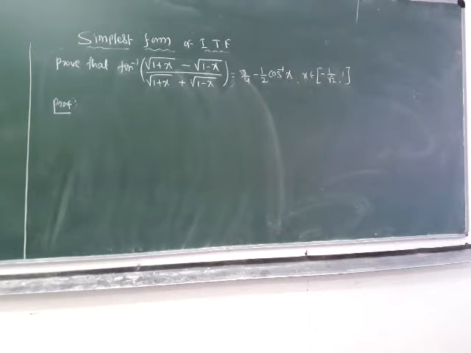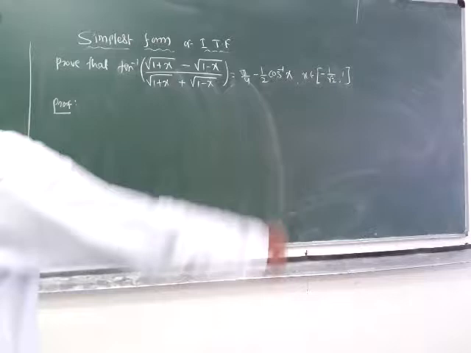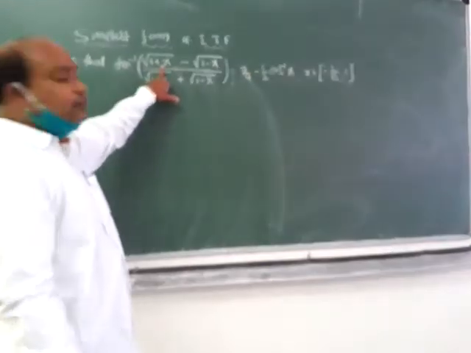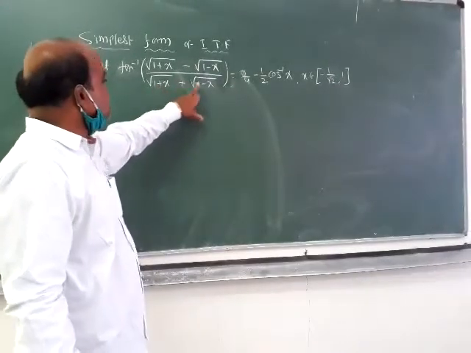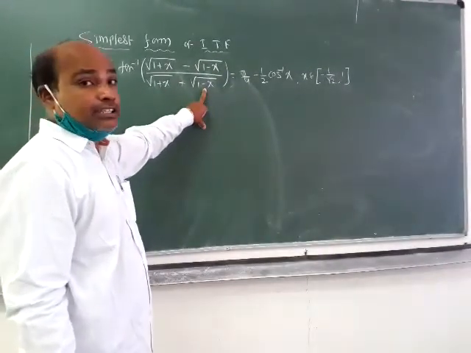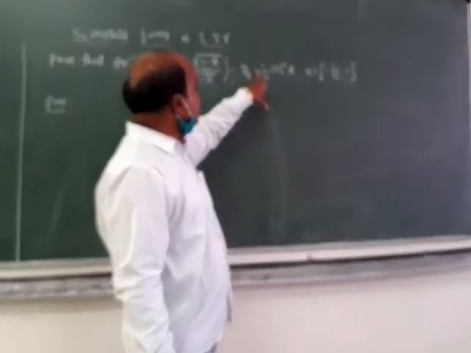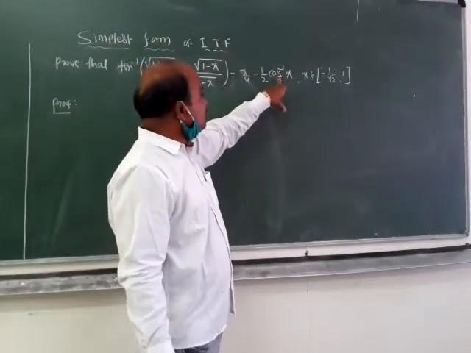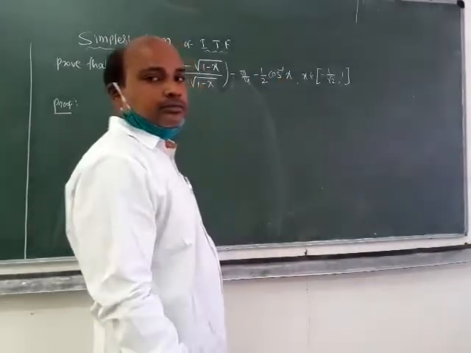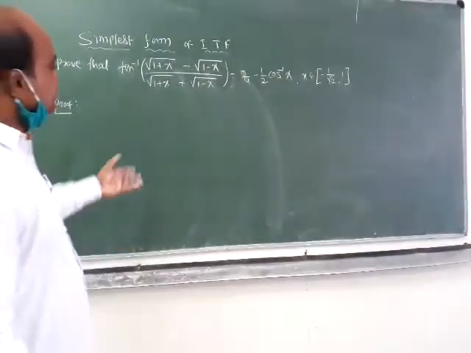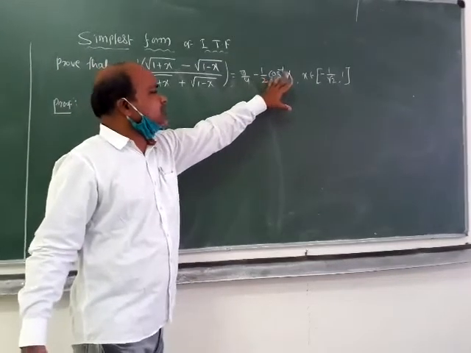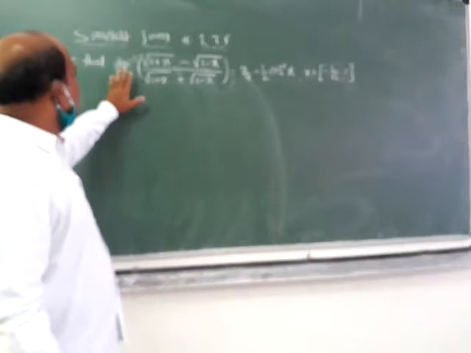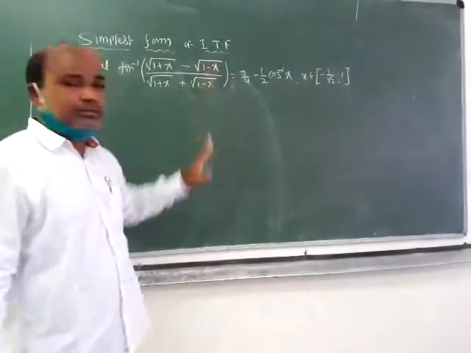Okay. So now you see a very important question, question 1. It is tan inverse of under root 1 plus x minus under root 1 minus x upon under root 1 plus x plus under root 1 minus x. And the given result is pi by 4 minus 1 by 2 cos inverse x. So here the RHS is pi by 4 minus 1 by 2 cos inverse x. But here tan inverse is given and here only x is given.